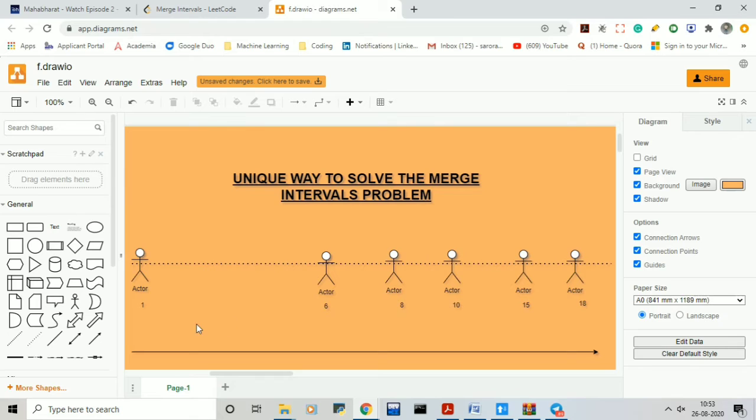The only thing is we just need to sort all the intervals on the basis of their starting point, and then just find whether they are overlapping or not. If they are overlapping, you need to combine them; else it's fine, you don't have to do anything, right?